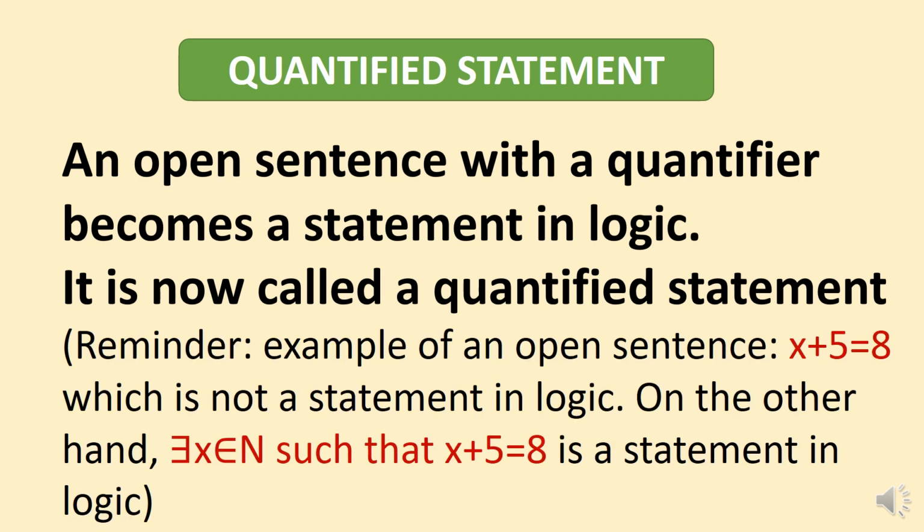For example, if we have x plus 5 is equal to 8. As long as we do not know the value of x, we cannot say whether the sentence is true or false. Thus, this is not considered a statement in logic. It is known as an open sentence. On the other hand, suppose we write there exists x belongs to N, such that x plus 5 is equal to 8. This now becomes a statement in logic. Thus we have converted the open sentence into a statement in logic.